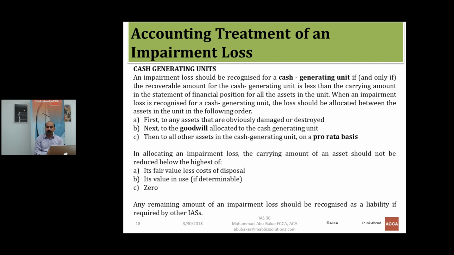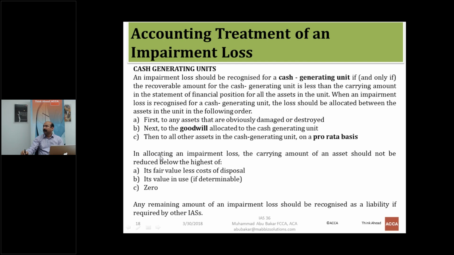This order is important. First, to assets that are obviously damaged or destroyed. Next to goodwill allocated to the cash generating unit, and then to other assets in a cash generating unit on a pro rata basis. So in a cash generating unit, this pattern is very important.